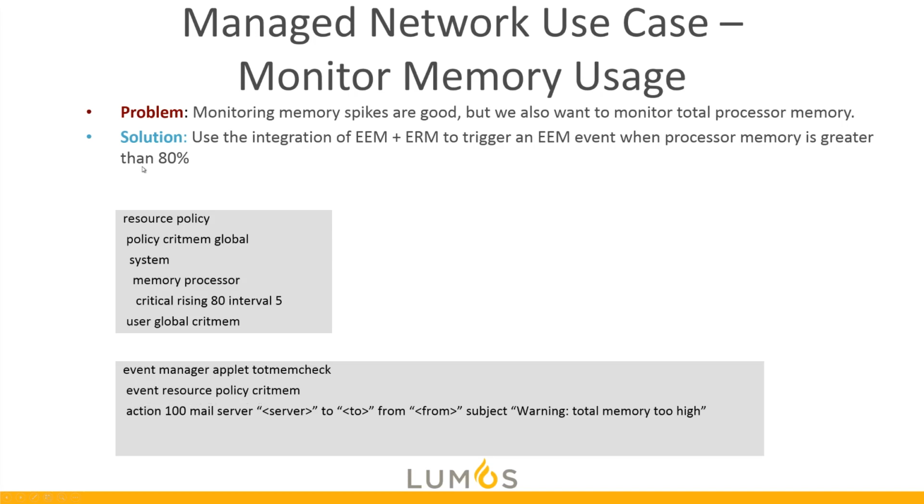CRITEMEM, is what it's called. So we're using ERM and calling it from EEM. If the processor memory goes above 80%, we will take a particular action. This is just a sequence number, and we'll use an email server to send out an email.